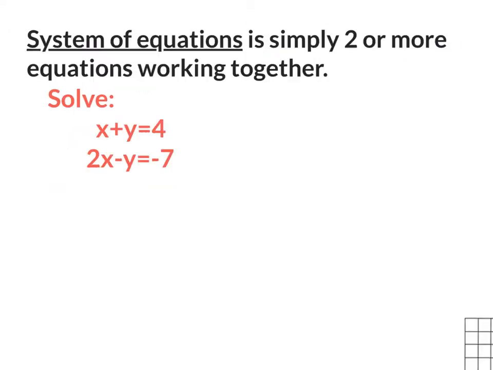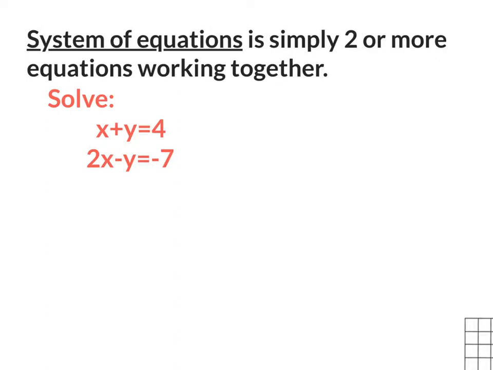Let's move on. So let's talk about the first vocab word, and you don't even have to write this down. System of equations is simply two or more equations working together, kind of like a stereo system or the PlayStation system. It's more than one thing working together. It's simply two or more equations working together. So a system of equations, you have two equations that are working together.